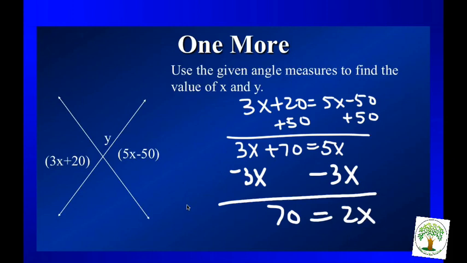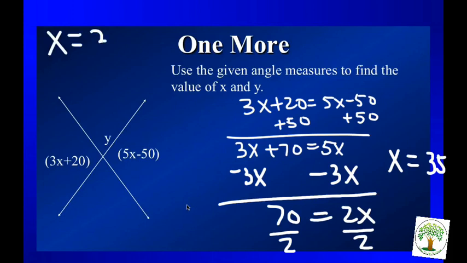Is that what you got? Very good. If you need a calculator, it's okay. I know that 2 goes into 70 35 times. So x equals 35. You have room on your paper now. We need to do y.